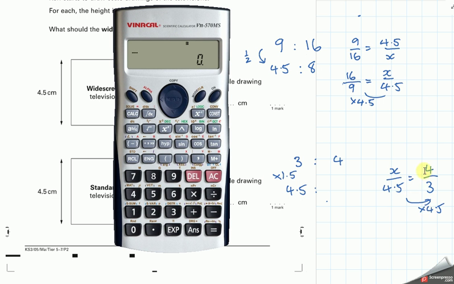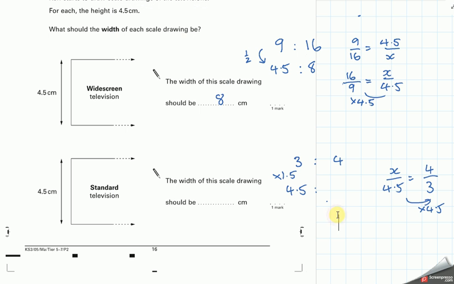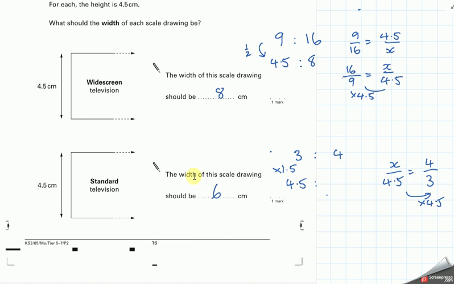So we've got 4.5 multiplied by 4 and divide by 3. And we get an answer 6 again. Okay. Any method's fine, just showing you options and alternatives. And I'll leave that video there.